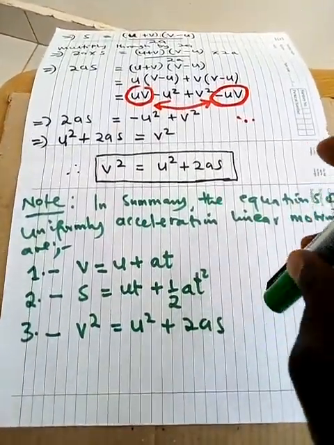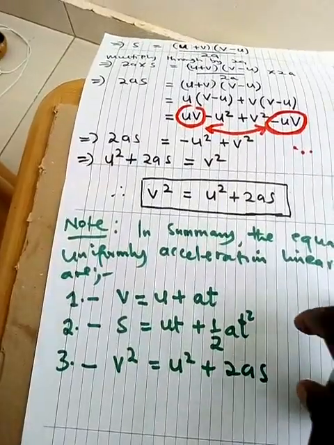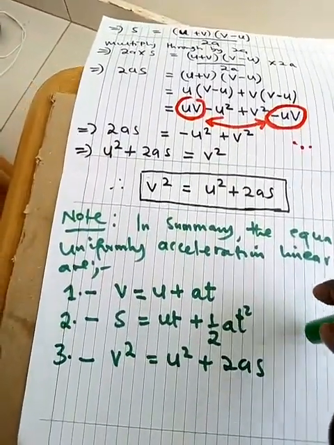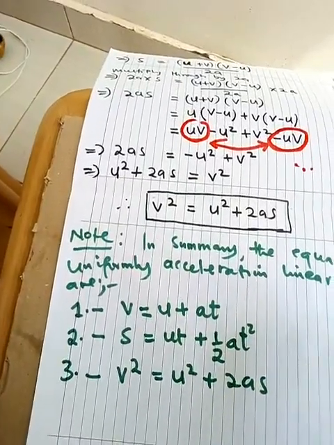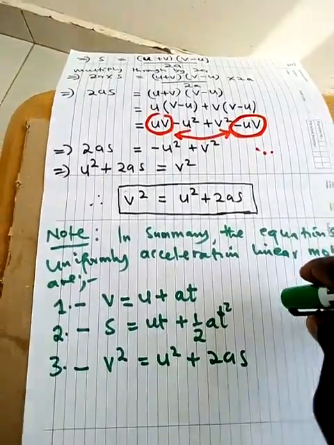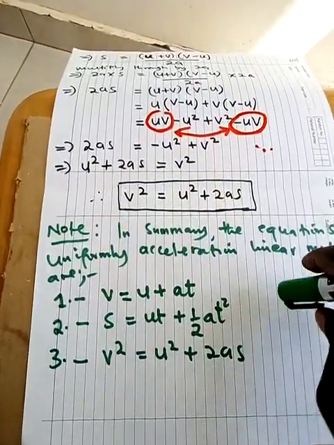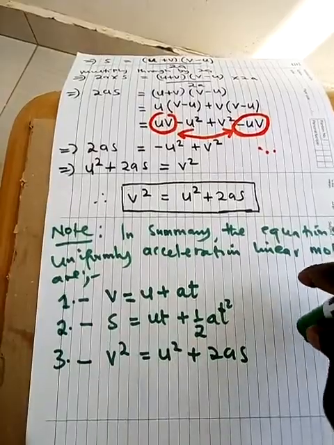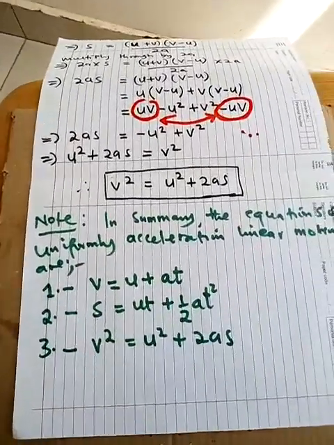That means the first equation of motion relates initial velocity, final velocity, and the time. The second equation of motion relates displacement, initial velocity, acceleration, and the time. Then the third equation of motion relates initial velocity, final velocity, acceleration, and the displacement of the object.